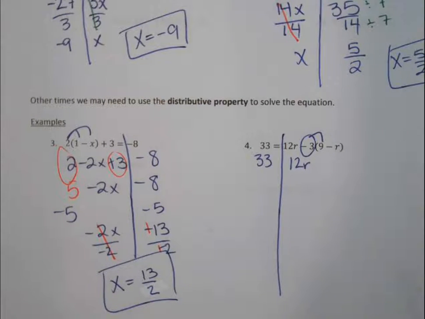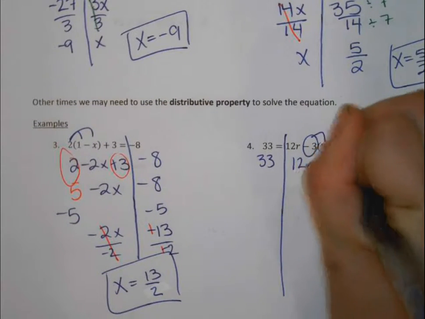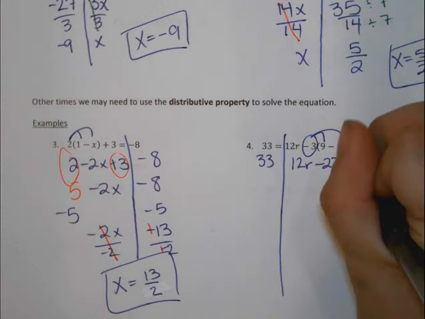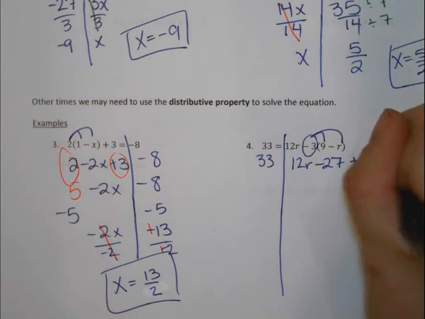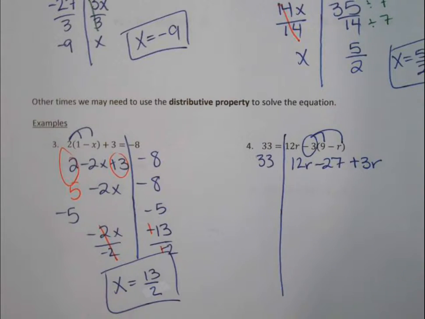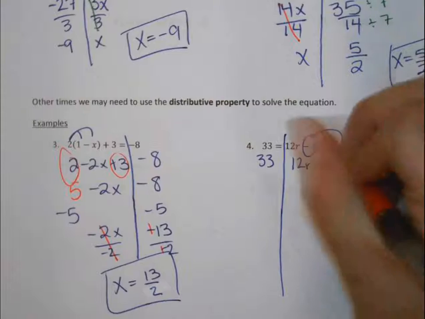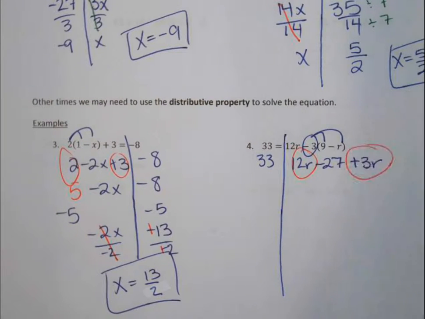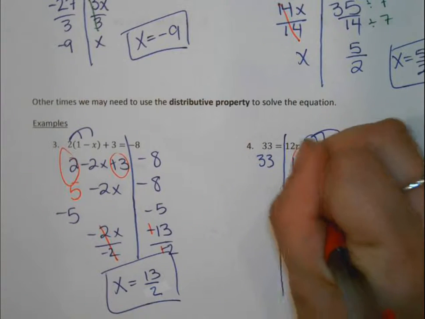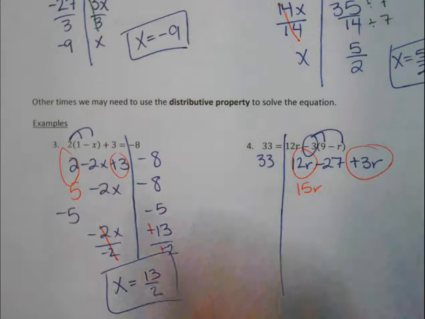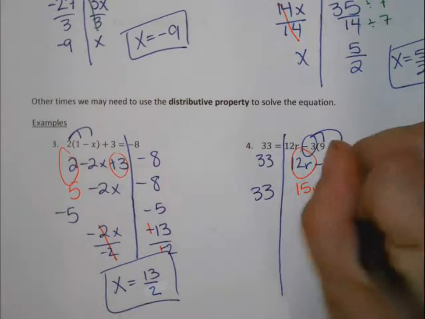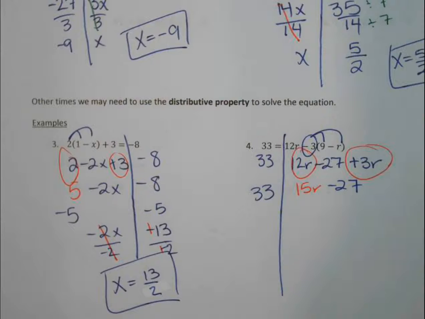Negative 3 times 9 is negative 27. Negative 3 times negative r is going to turn into positive 3r. Then, just like earlier when I was combining like terms, I'm going to combine them here. So I have 12r and 3r, which turns into 15r. The 33 on the left stays where it is, and the negative 27 on the right stays where it is.